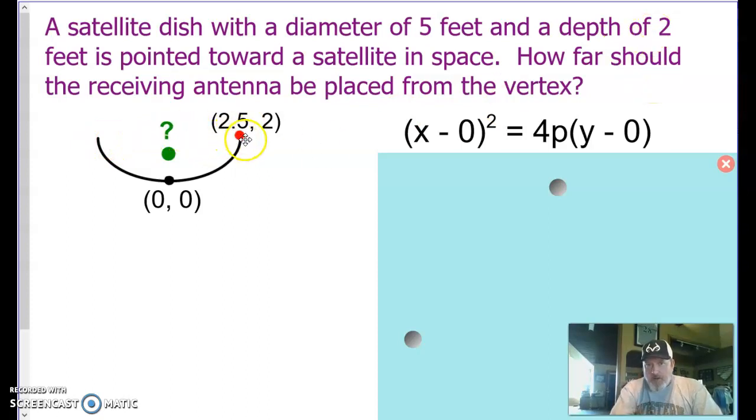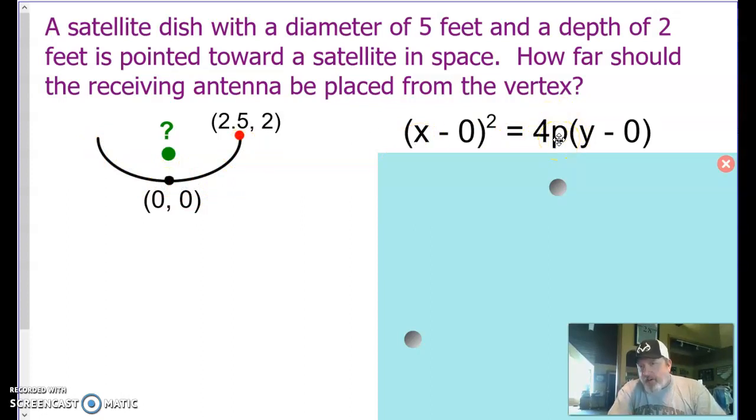So from the side down to this point, that'd be 2 feet deep. And we're going to point it towards the satellite, obviously, to get a signal. And it says, how far should the receiving antenna be? So basically, they're asking us, where is the focus of this? So this is x squared. It's opening up, so we know 4p is positive.